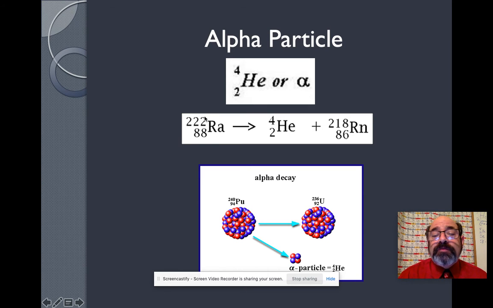And here's one where we have radium, my bad. And radium radioactively decomposes into helium gas, which is an alpha particle, and radon, which we'll talk about also, is also a gas. And that's what happens in your house. And we'll talk about that later. So here's the equation. Notice the top numbers when you're doing the math. 222 equals 4 plus 218. The bottom number, 88, equals 2 plus 86. So we'll see how that works a little more later.